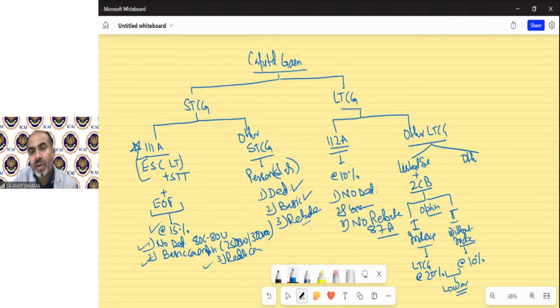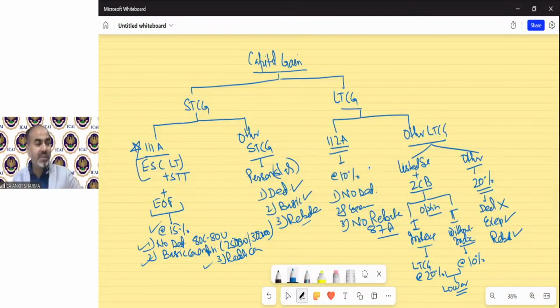will be the tax on these listed securities and zero coupon bonds. All other long-term capital gain is going to be taxable at the rate of 20%. Deduction cannot be claimed. Basic exemption, yes, we can claim. Rebate, yes, we can claim. Basic exemption will be available only in case of resident. So we have a diagram also regarding this, but this is the basic concept of capital gain taxability. Clear?